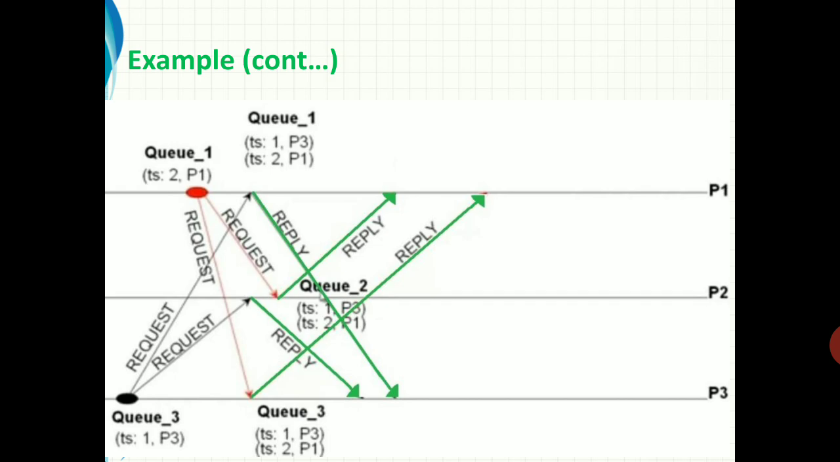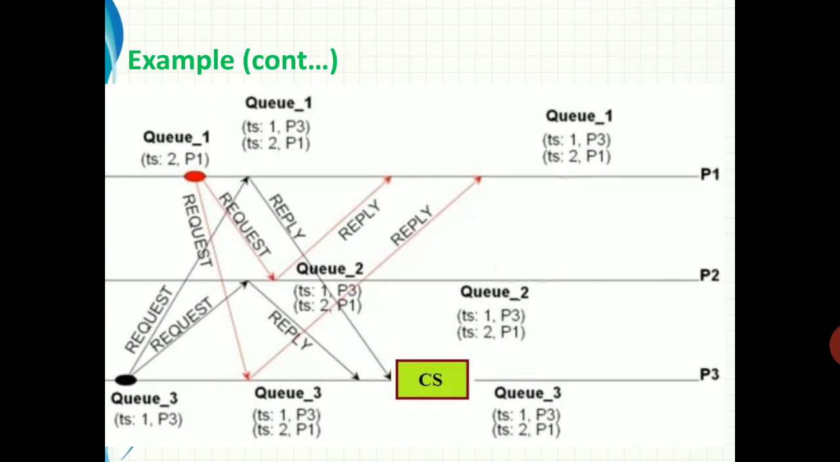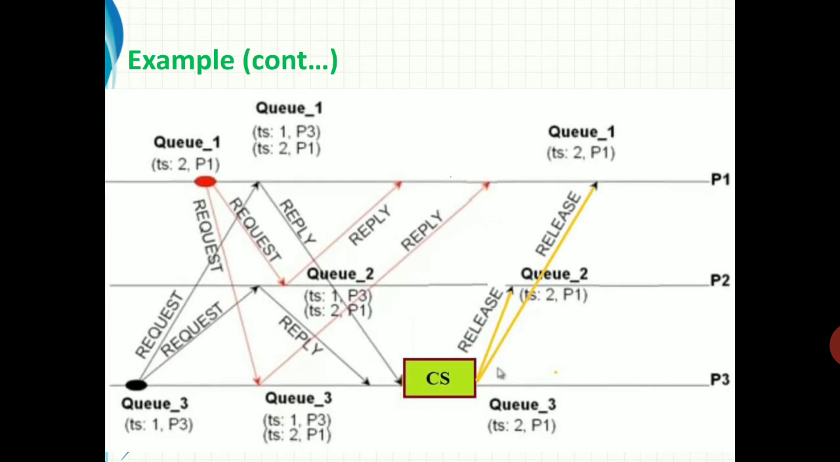P1 cannot enter the critical section because, although it received reply messages from all other sites, its request is not at the front of the queue. That is the reason P1 cannot enter the critical section at this time. So only P3 can enter the critical section. P3 will enter the critical section, and after completing it, it will send the release message to all other sites in the system.